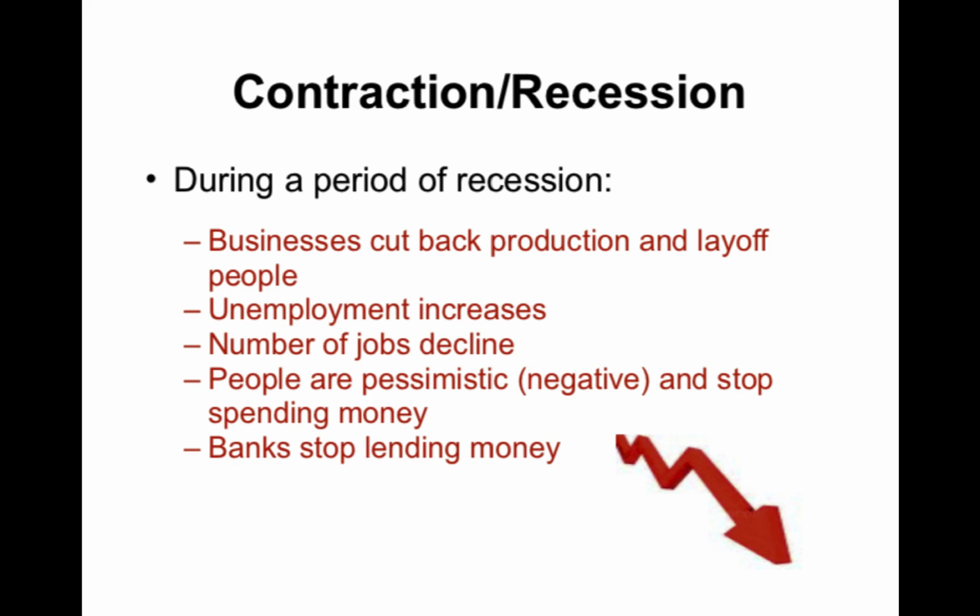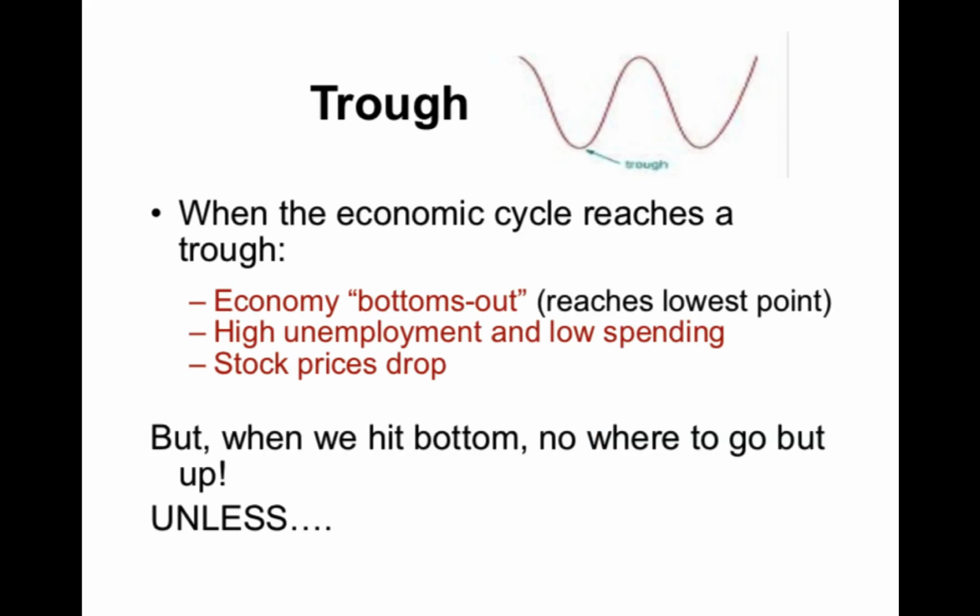Banks will also stop lending money. It will become more difficult for companies to take out a loan to start a new business or to take out a loan to buy a new house or buy a new car. That will be harder to do as our money supply starts to decrease. Once we're contracting, then we will get to the bottom, which we call the trough. So you can see on that graph, the very bottom point where we can't get any lower is called the trough. This is when our economy bottoms out. It reaches the lowest point.